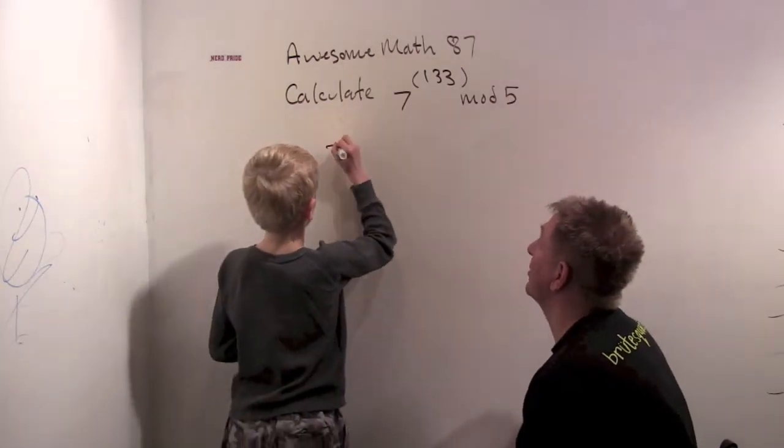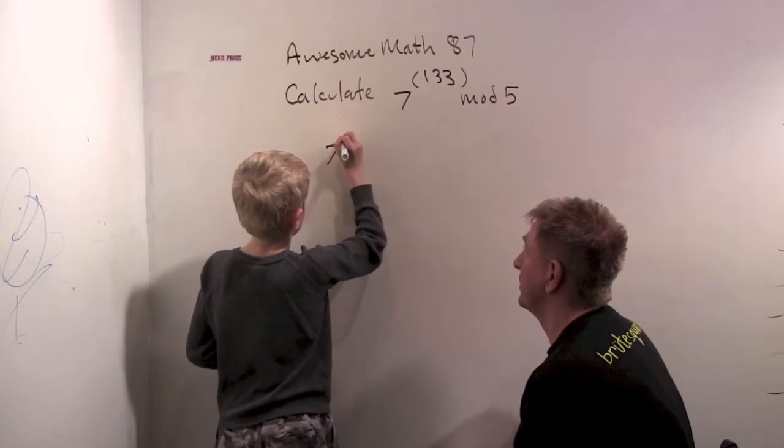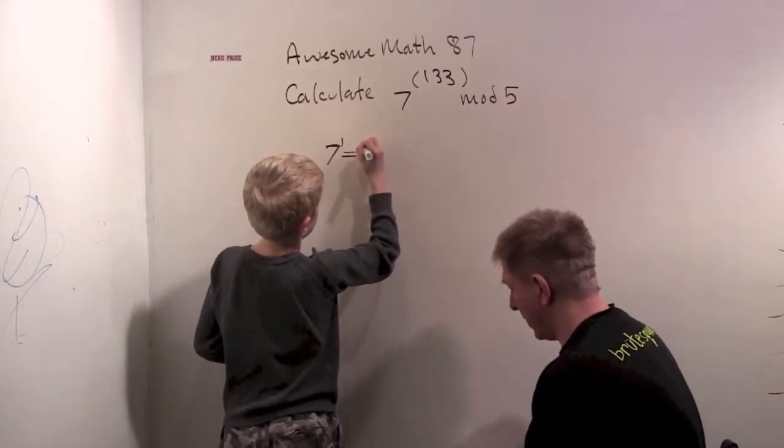Okay. How would we approach this problem? 7 to the 133 mod 5. We can find patterns in the powers. Alright, we'll find patterns in the powers.